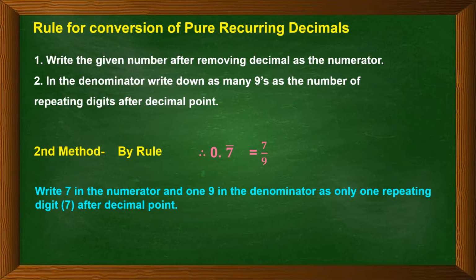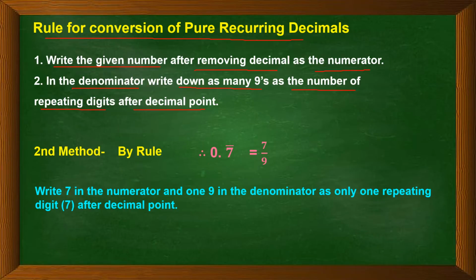Now the second method is the rule method, and the rule for conversion of pure recurring decimal is: write the given number after removing the decimal as the numerator. That means you have to write in the numerator the given number without the decimal point, and in the denominator write down as many nines as the number of repeating digits after the decimal point. So you have to count the number of repeating digits after the decimal point, and that many nines you are going to keep in the denominator.